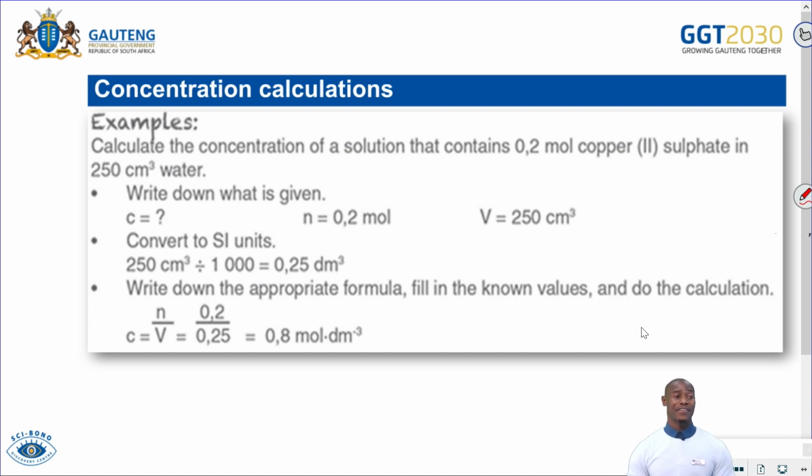So let's look at the first one. They want us to calculate the concentration of a solution that contains 0.2 mole of copper 2 sulfate in 250 cubic centimeters of water. So you're given the number of moles of copper 2 sulfate.